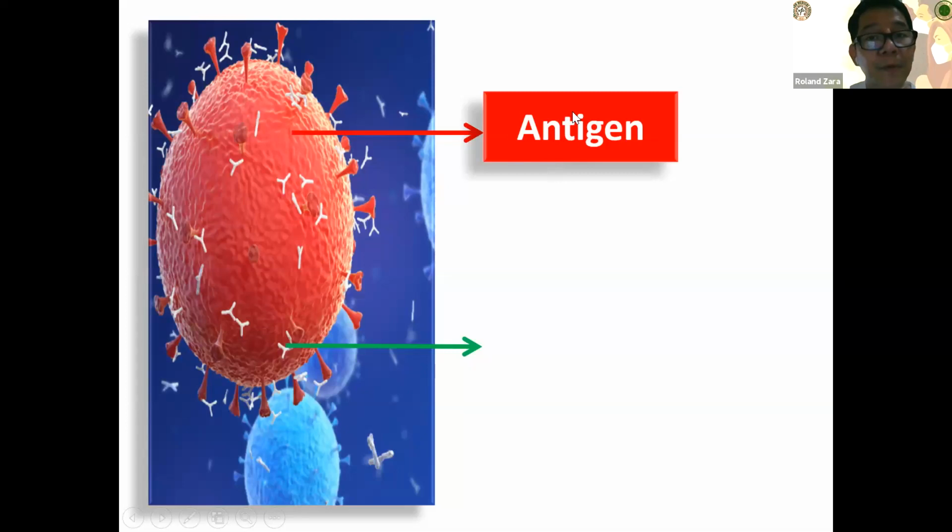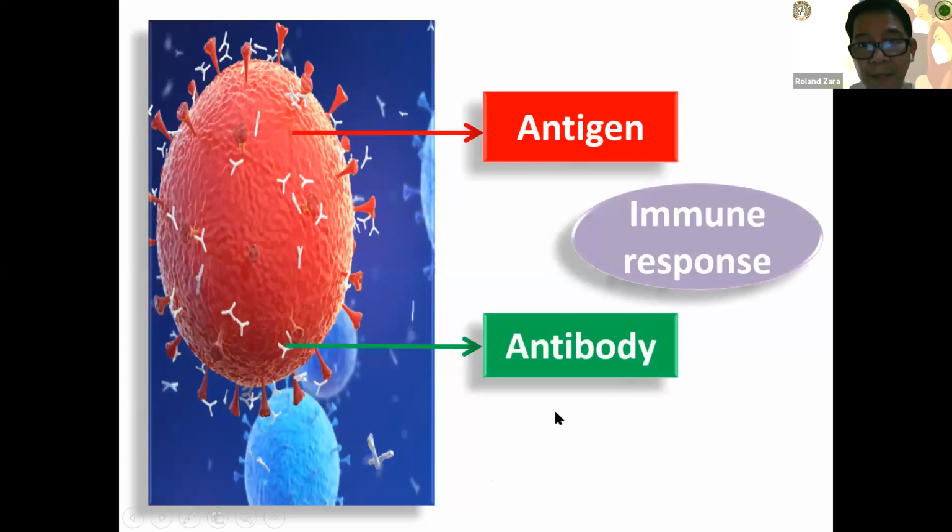Once we recognize the antigen, our immune response will try to produce antibody, the white one, in order to bind to your spike, so that when it binds to the spike proteins, it can no longer bind to the ACE2 receptors of our body, like the lung epithelial cells. Your acquired immunity is divided into active and passive.